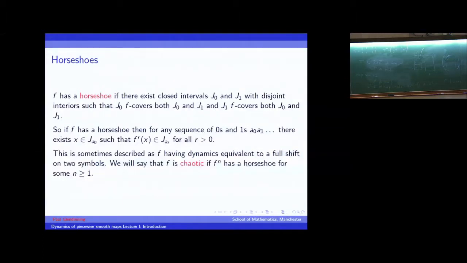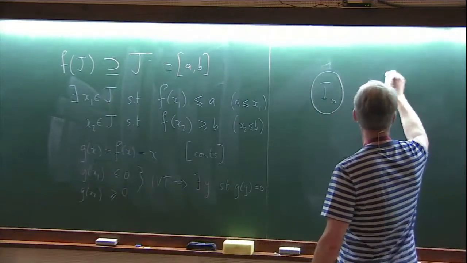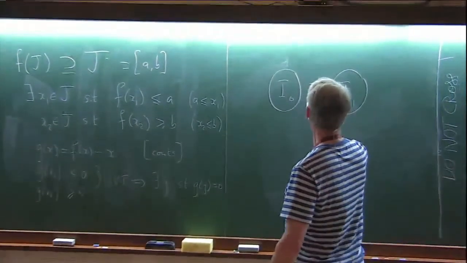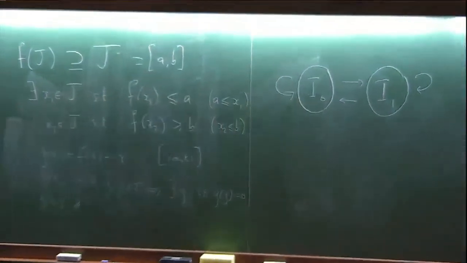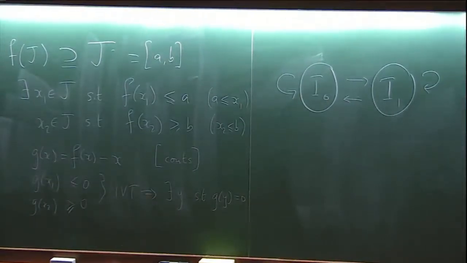Okay, so given the existence of a horseshoe, any sequence of noughts and ones is allowed. Because from the first place I can get to here or there. Second, I can go from here to here. My Markov graph looks like I0, I1, or J's. We've got J's, doesn't matter. All possible sequences are allowed by the graph. And you can actually prove, again, by a little induction, that for any allowed sequence, even infinite sequences, there exists a point that does that. Again, it's very simple real analysis.